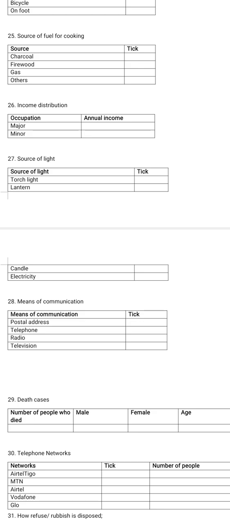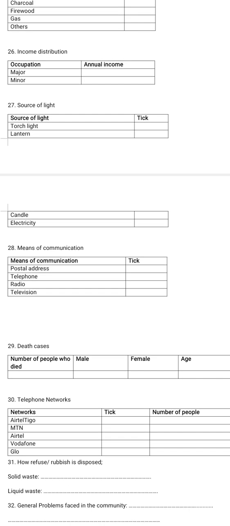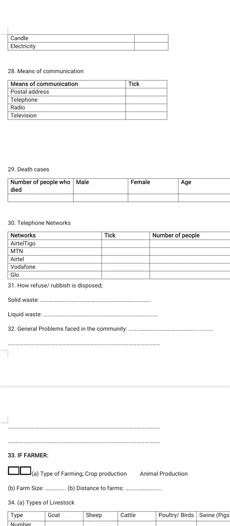There are sources of light. Is it torch? Is it lantern? Is it candle? Is it electricity they are using? You ask them as well. And then the means of communication. Are they using the postal address? Is it the telephone? Is it radio? Is it television? You take what they tell you and write it down.